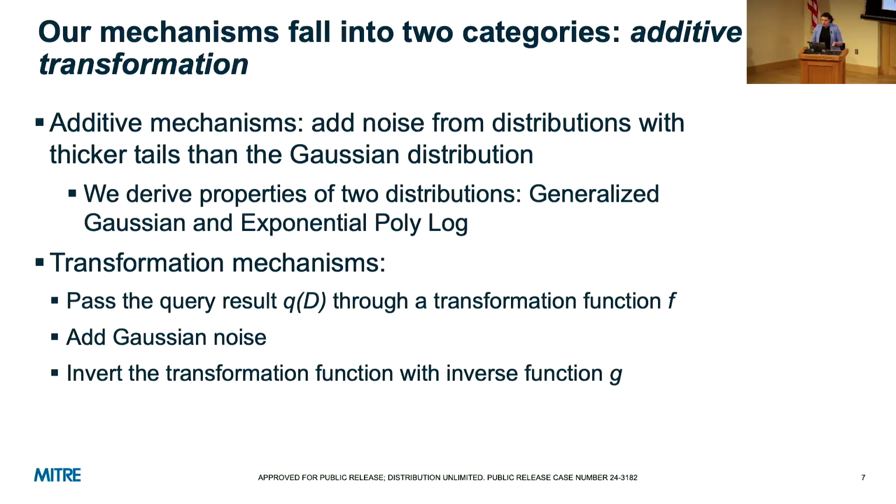In terms of the transformation mechanisms, what we're basically doing is taking our query result Q of D, say the median of a column, through a transformation function f. Think the square root function, the natural log function, something like that. And then we add Gaussian noise to that transformed value, and then we invert the transformation function with inverse function g, and that is our noisy output.